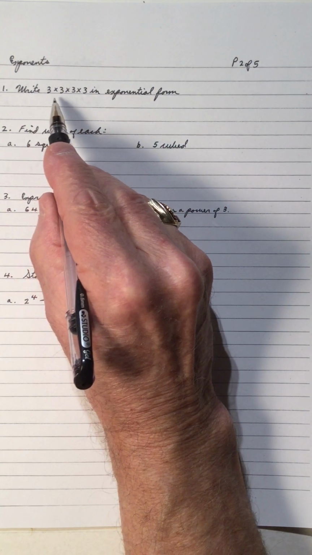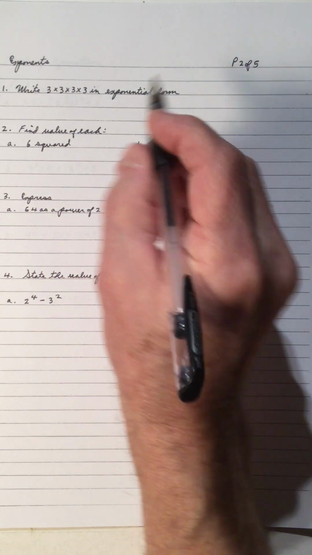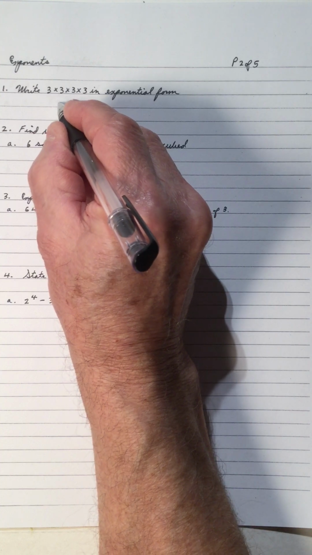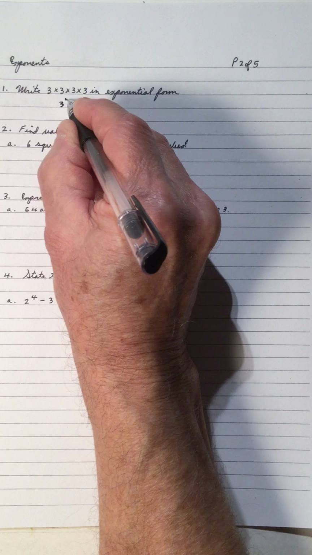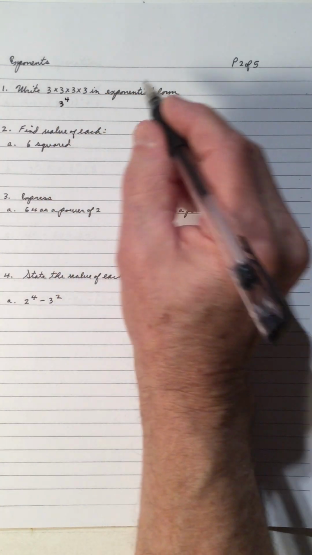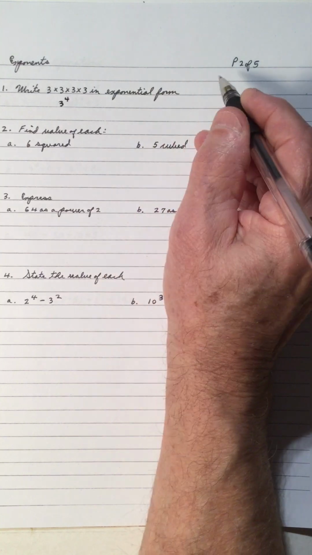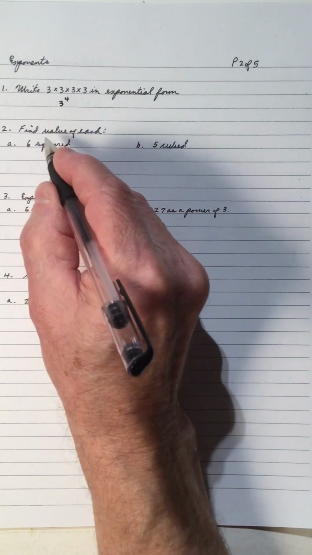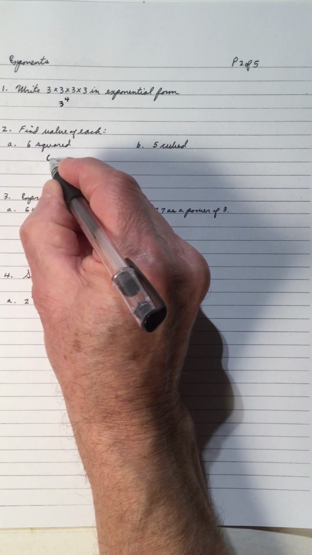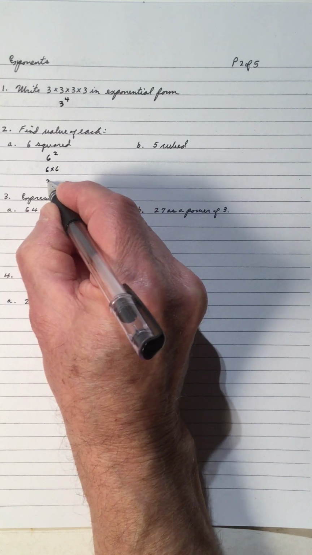Number 1, write 3 times 3 times 3 times 3 in exponential form. Exponential form is 3 is the base, and there's 4 of them. So 3 to the 4th power is the exponential form for 3 times 3 times 3 times 3. And find the value of each. 6 squared is the same as 6 times 6, which is 36.